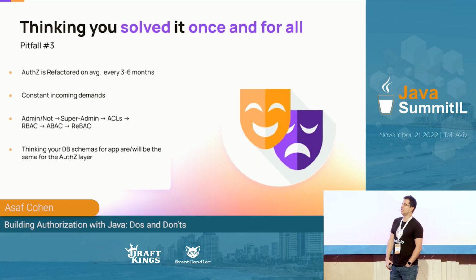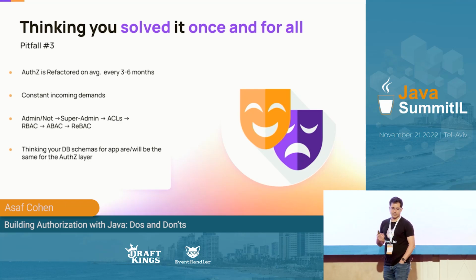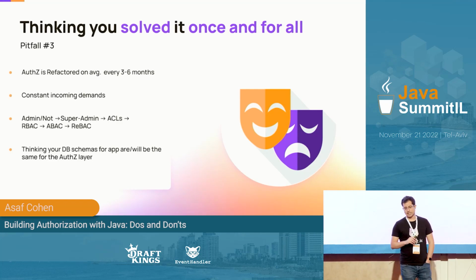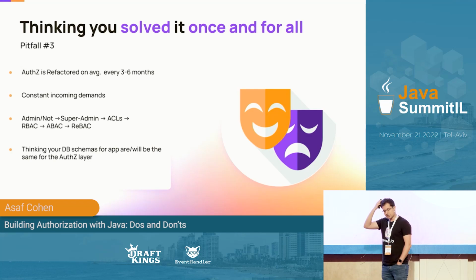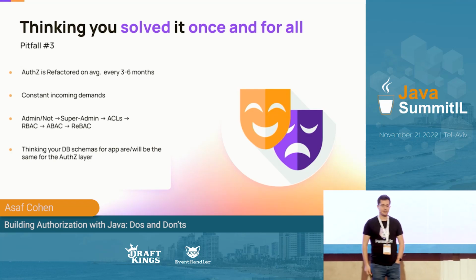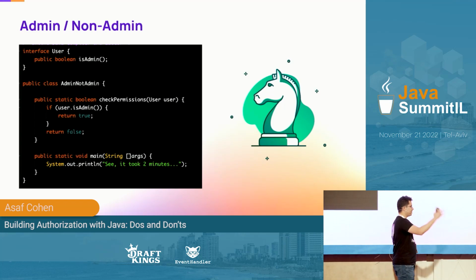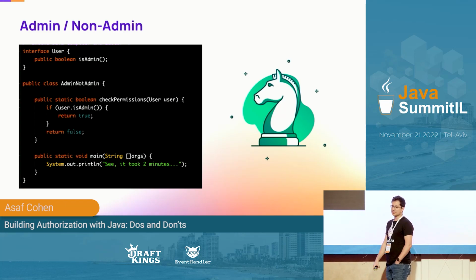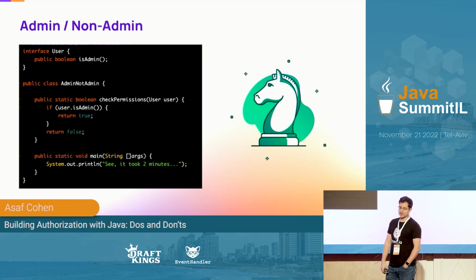And finally, thinking you solve this once and for all, not planning ahead. So what's the problem? We'll just do admin, not admin, okay? You will get new demands for authorization every, I don't know, 3 to 6 months, and it's constantly incoming, and you'll have to change your system. So let's take a real example of how it can change. First, we are a very, very early stage company, or a company that doesn't care about authorization that much. Let's do admin, not admin, right? It's the easiest thing. I'll just keep one flag in the database per user, and checking permissions is easy. And it's gonna work for about 2 weeks.